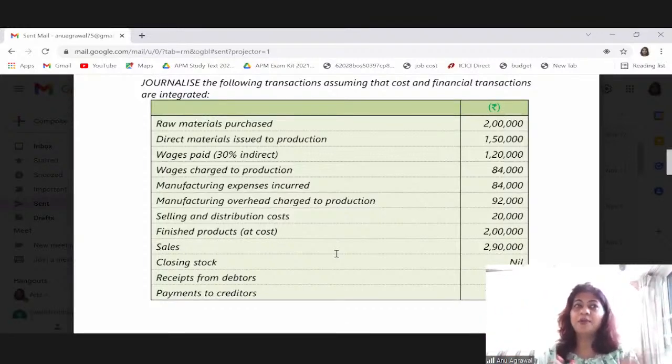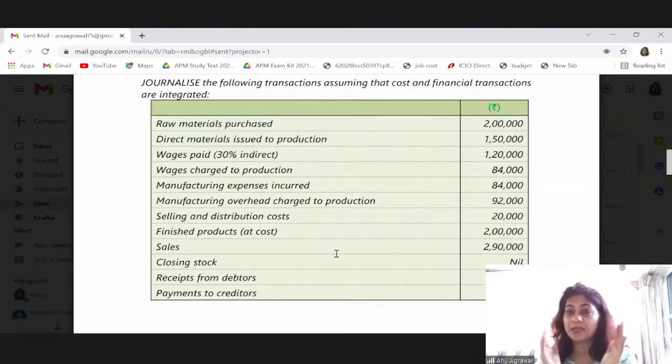So the number of entries is very, very less. Material, as I told you, what can happen? I can buy the material, I can return the material, I can issue the material to the production. From the production department, if the material is unused, it can come back to the stores. So that's all what can happen if it is material.